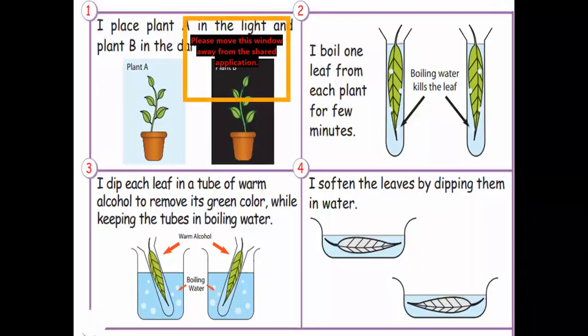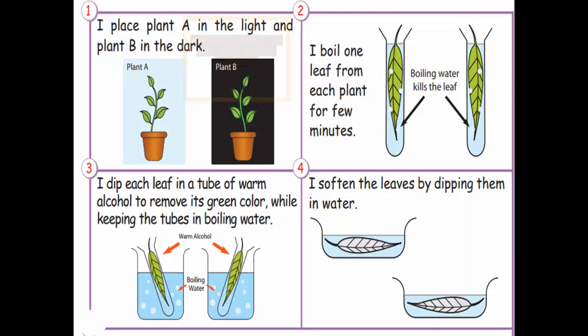Pay attention to this experiment because it's a very important experiment. We place plant A in light and plant B in darkness. So we have two plants, plant A and plant B. Plant A was in light and plant B in darkness. We boil one leaf from each plant. Plant A is in sunlight, while plant B doesn't have sunlight since it lies in darkness.